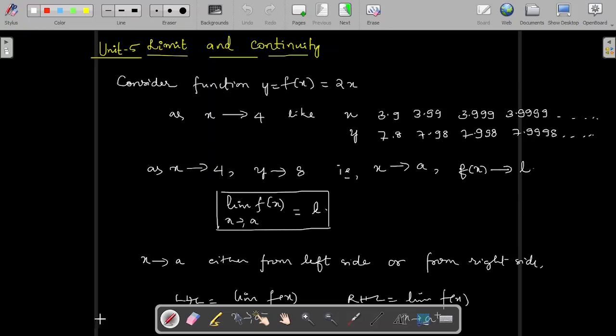In this video, I'll explain about the chapter Limit and Continuity. So to explain the concept of limits, let me consider a function y equal to f of x, which is given by 2 into x.